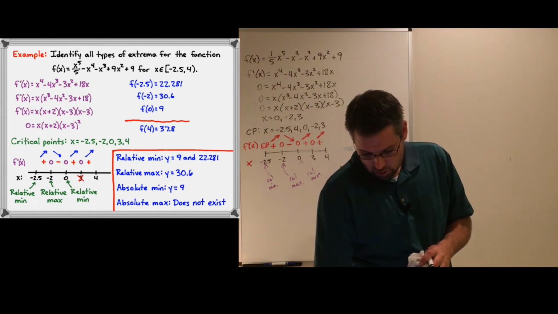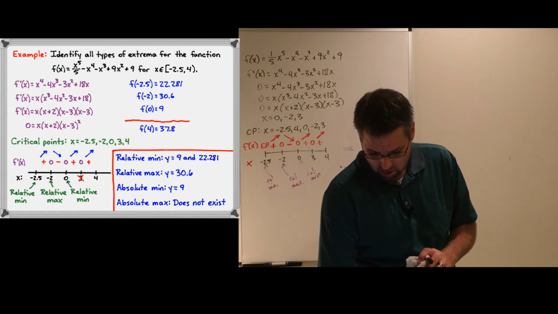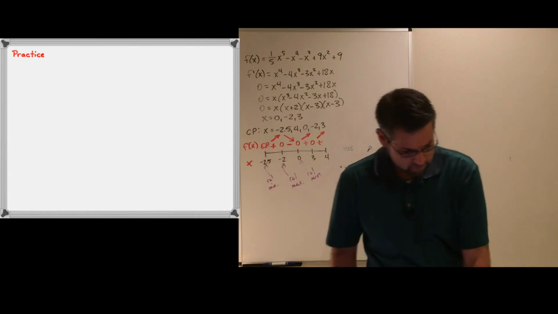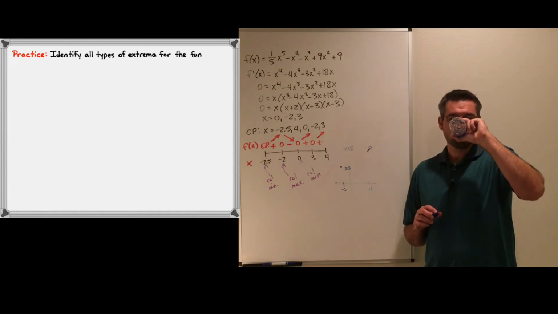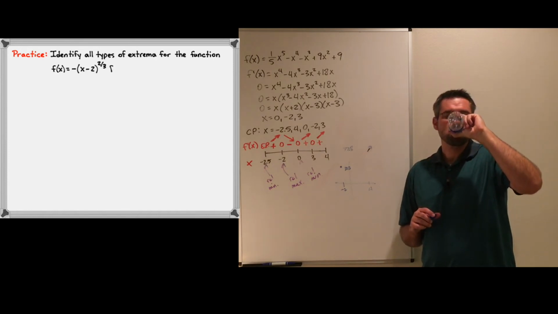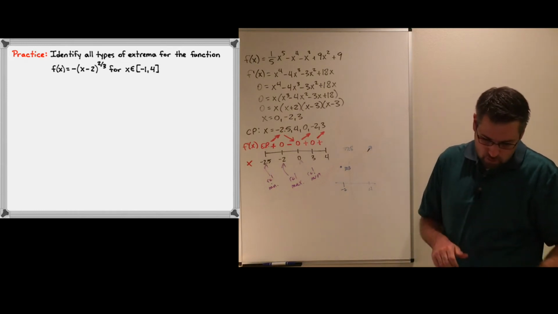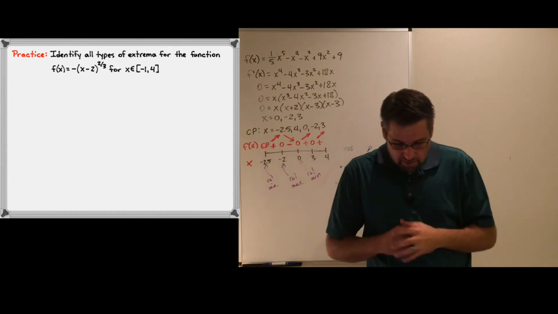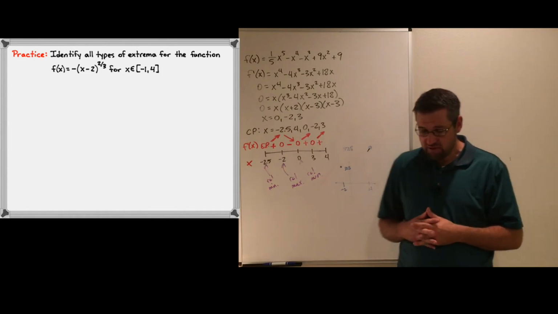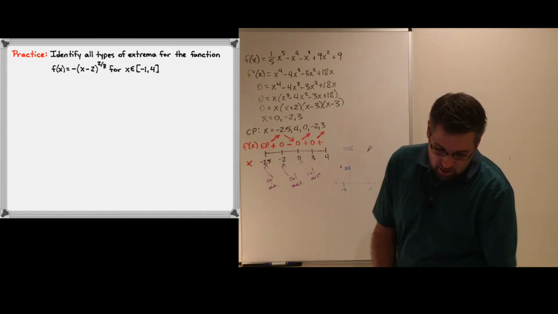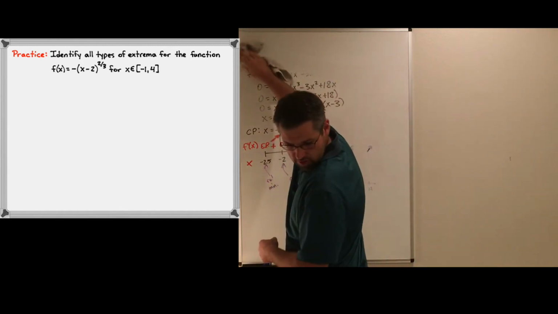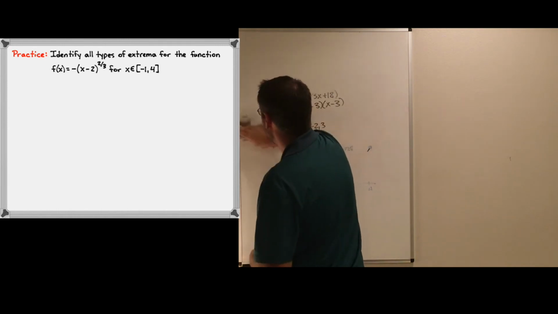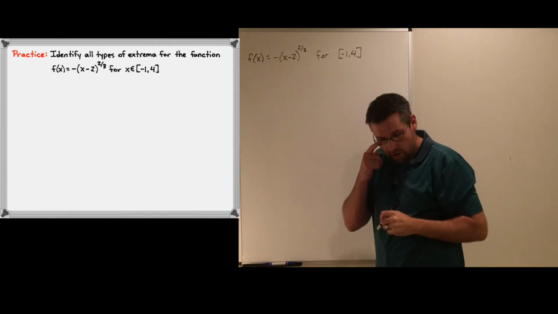So let's go ahead and take a look at another example here. It's a little bit different, but it shouldn't take nearly as long. So let's go ahead and look at this function. It says identify all types of extrema for the function. So we have f of x equals -(x minus 2) raised to the 2/3 over the interval -1 to 4. And we're looking for all extrema.